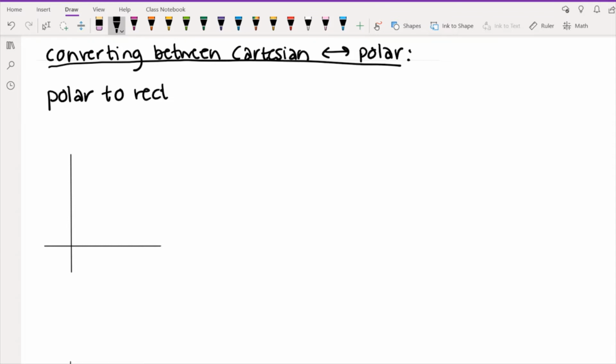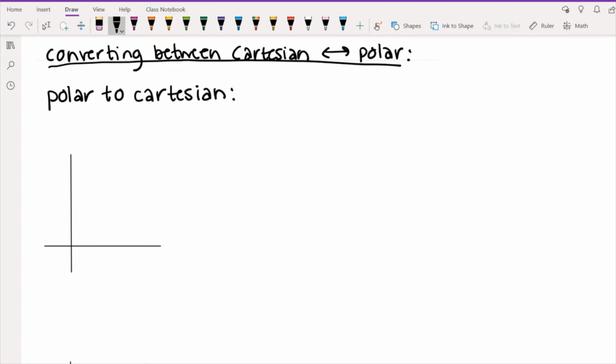Or sorry, I keep saying rectangular. That's because it's weird. Your calculus book and the pre-calculus book are kind of, they're like by the same author and the same publisher as well. But in the pre-calculus book, they say rectangular. In this book, they say Cartesian. So that's probably why I'm mixing the words up. Okay, so polar to Cartesian.